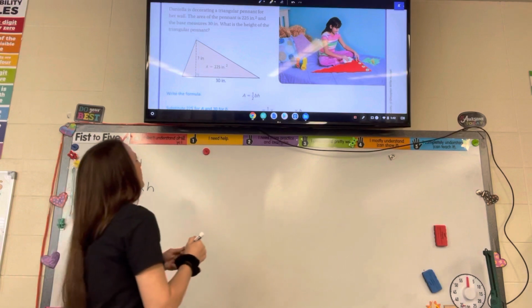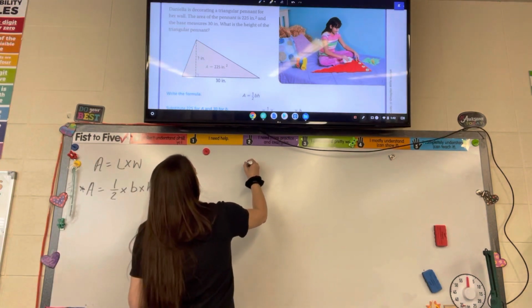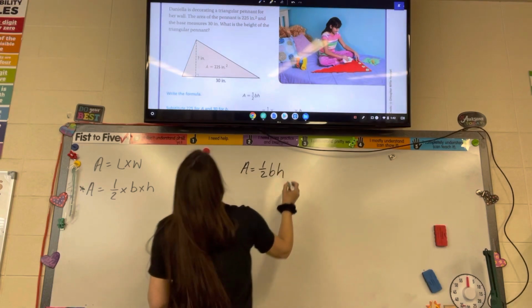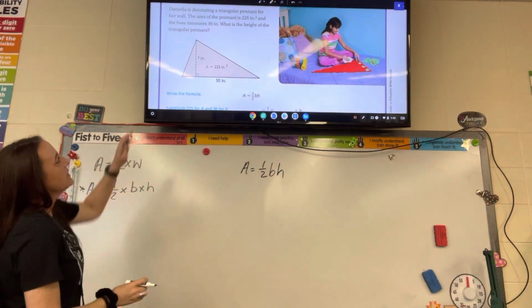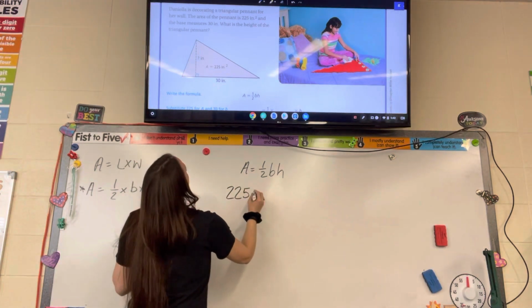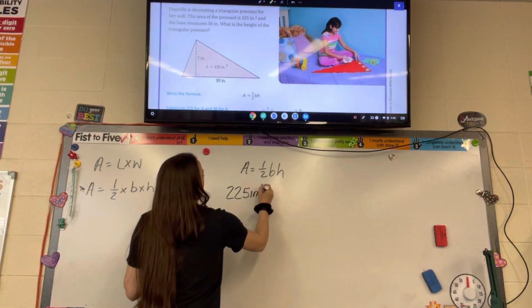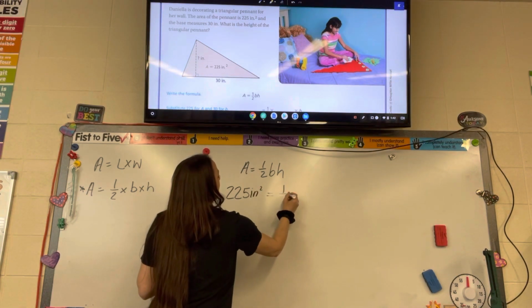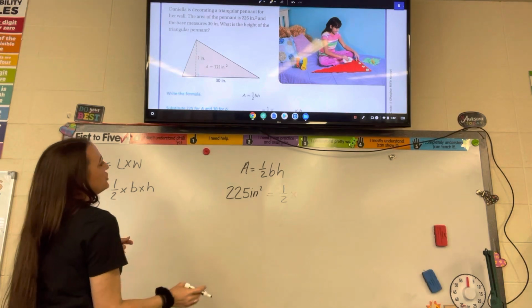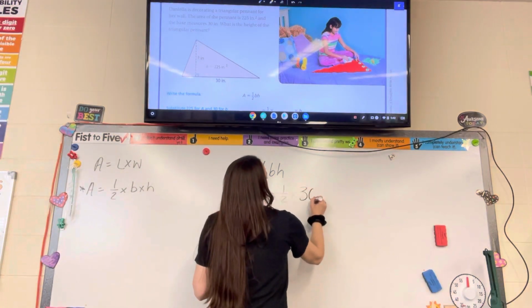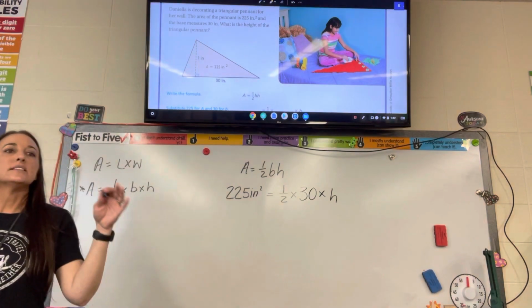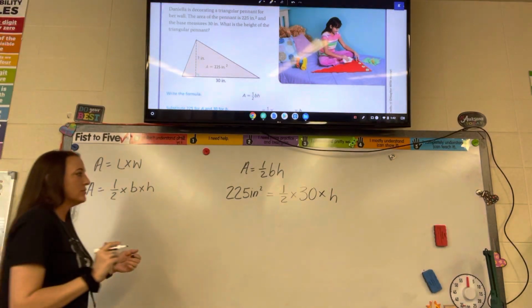Okay, so if we have area equals 1/2 base times height, right? They're giving us the area, 225 inches squared, equals 1/2 times, we've got the base, which is 30, times h. They want us to find the height. This is the trickiest part, so pay close attention.